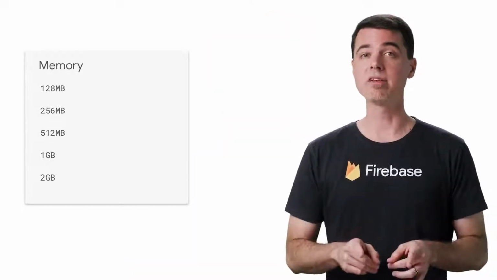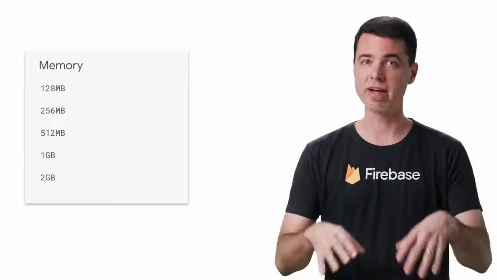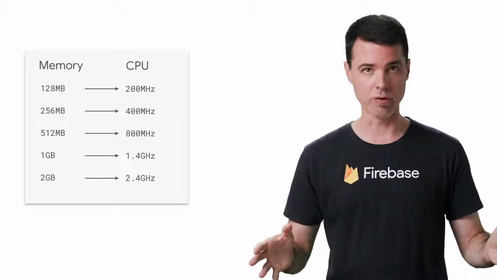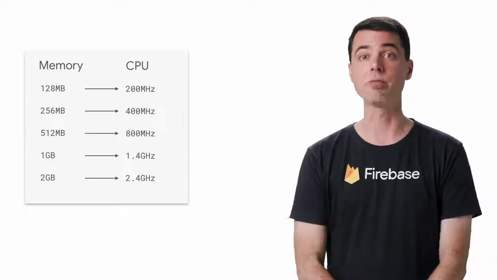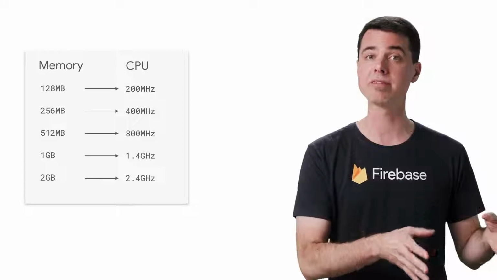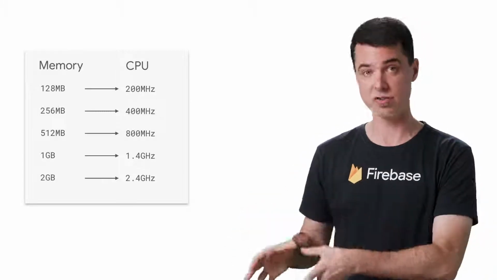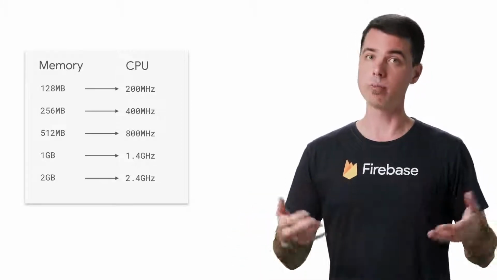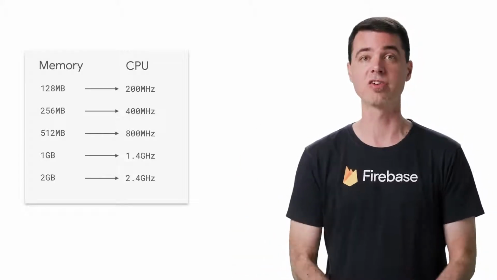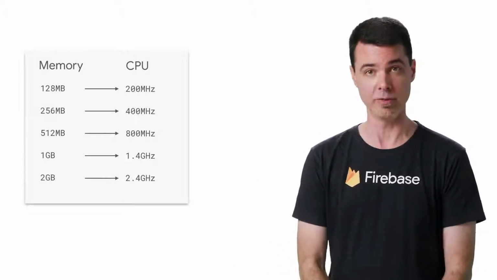There's one important thing to know when choosing more memory, and that's the fact that you'll also be getting a faster CPU with each step up, even if you don't need it. Your function's billing will be impacted by each step up as well, as you're charged for both gigabyte seconds of memory and gigahertz seconds of CPU. Or to put it another way, you're paying for the total amount of clock time that your function is actively using the CPU and memory.